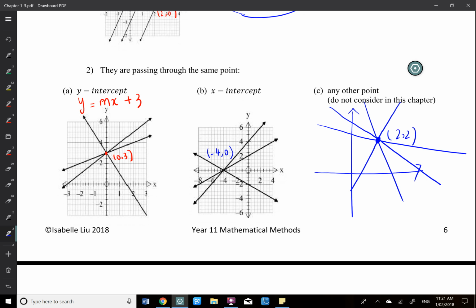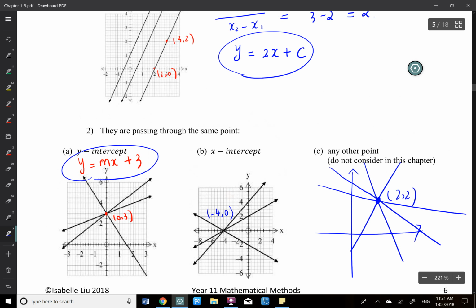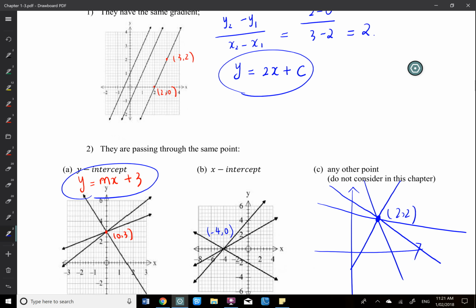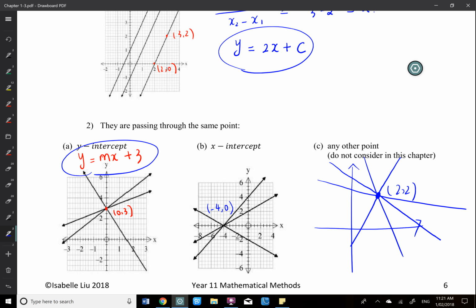But let's think about the x-intercept. That's a special point. How can you use a similar equation to those two to represent this whole family? Can you have a try? Have a think about it. That one has different y-intercepts and the same gradient, and that one has the same y-intercept but different gradients. But now I have another graph where they all pass through the same x-intercept. What kind of equation can I have to say this is a family of functions that all pass through the point (-4, 0)?